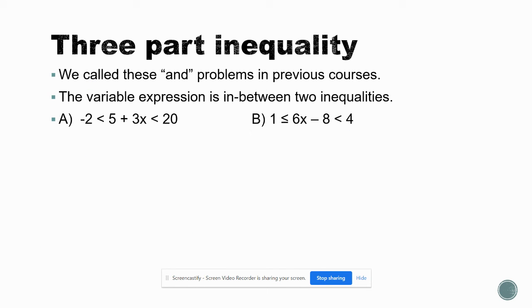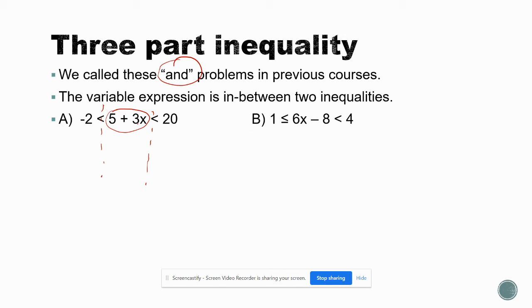The last part of our notes for this section are to talk about the three-part inequalities. We called these AND problems in previous courses. So basically what's happening is we have two equations squished together into one. So I'm going to show you two different ways to do this. If you don't mind seeing this all put together, then we're taking the middle and getting x alone.